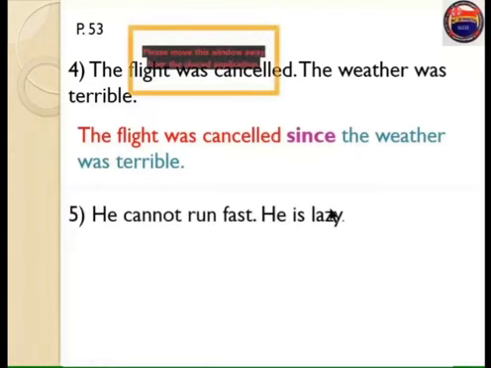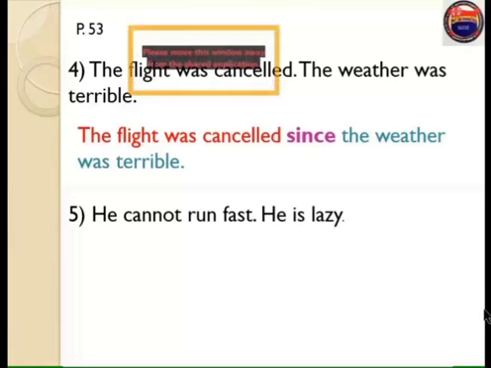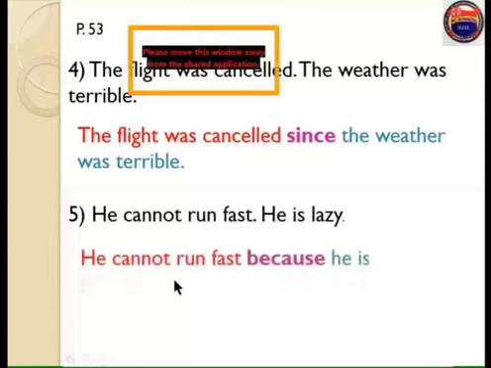Okay, let's go to sentence 5. He cannot run fast. He is lazy. So how can we connect these two sentences? We can use as, because, for, yes. Because, as, yes, you are all correct. We can't use due to here. He cannot run fast, he is lazy. We can say, he cannot run fast because he is lazy, or since he is lazy, or as he is lazy.